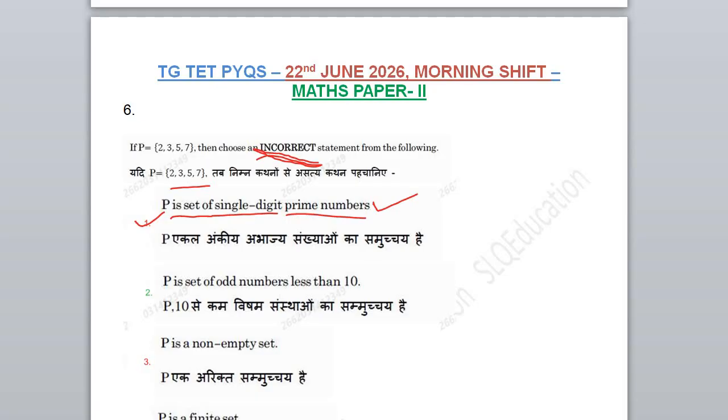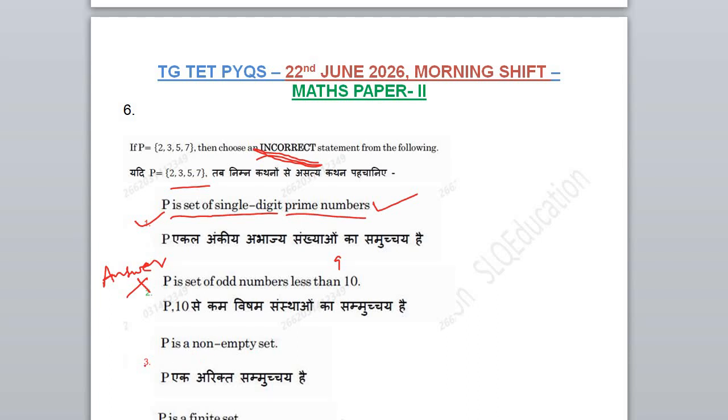Odd number less than 10 means 3, 5, 7 and 9 should be there, but 9 is not given here. It is not given. So this statement is wrong. This is our answer. We have to find the wrong one.